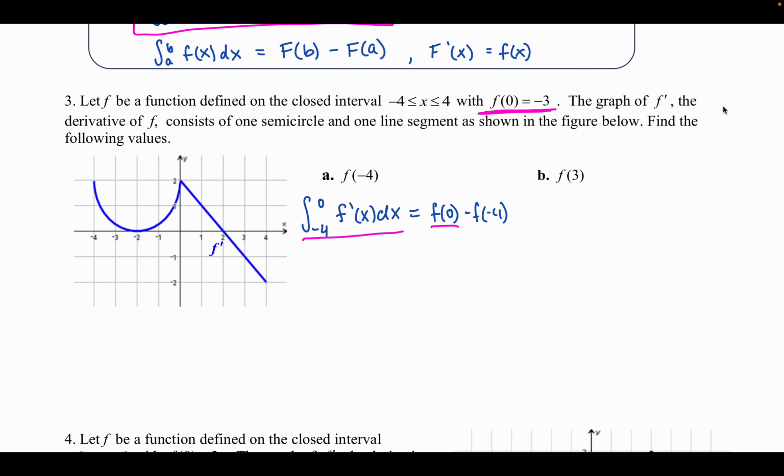So I'm going to go over here, and I'm going to figure out what the integral from -4 to 0 of f prime of x dx is. That is, what is the area underneath the graph of f prime of x from -4 to 0? Be very careful, because that is actually this area right here.